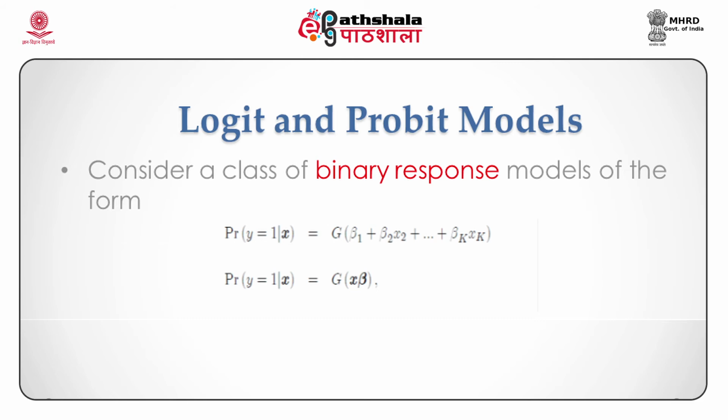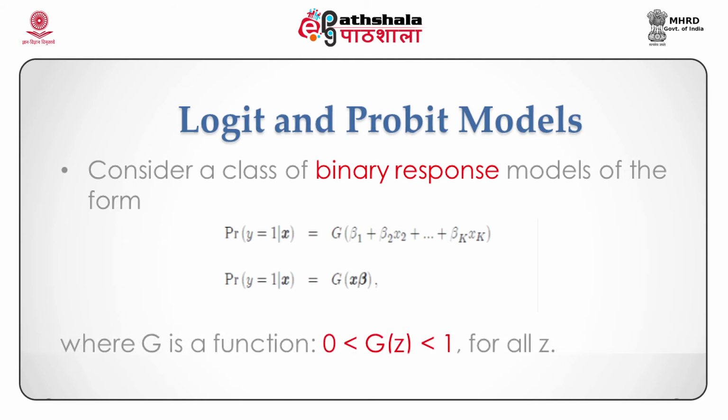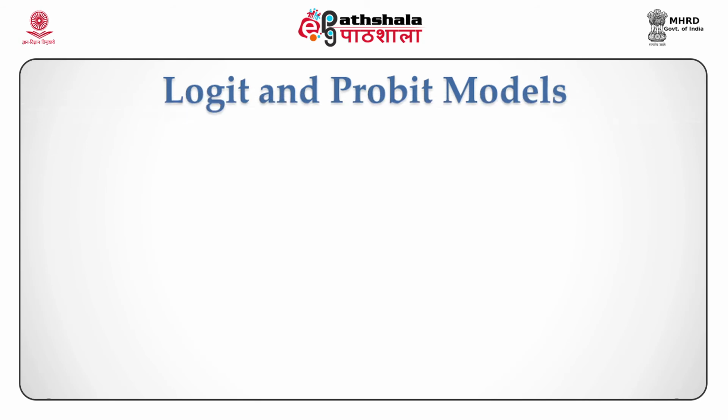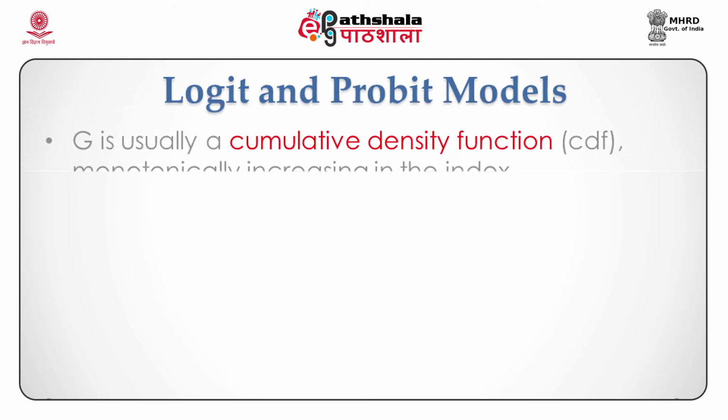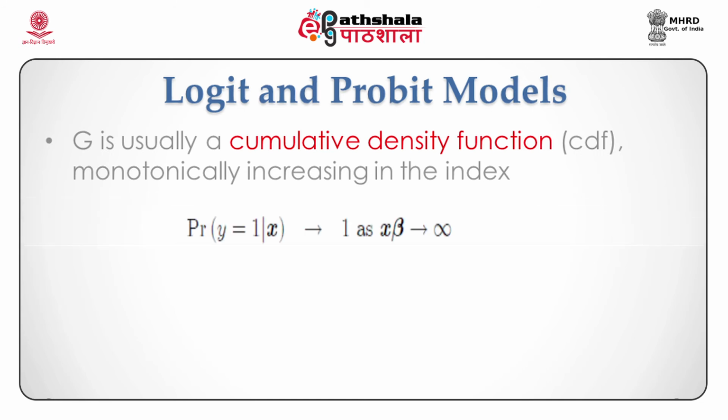We wish to relate this to the probability of y equal to 1, and we can do this using a link function capital G. So G, of course, has the restriction that 0 is less than G(z) less than 1 for all z. An easy choice of G which would satisfy this requirement is any cumulative density function. So if G is a CDF, then probability of y equal to 1 given x would tend to 1 as x beta tends to infinity, and it would tend to 0 as x beta tends to minus infinity.